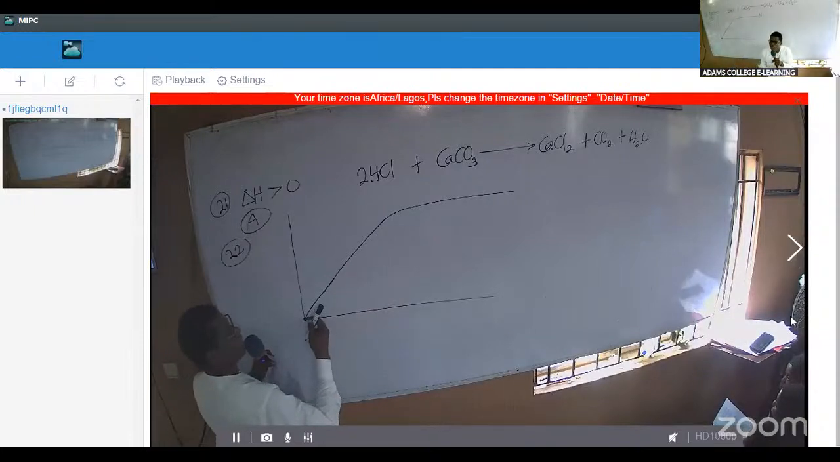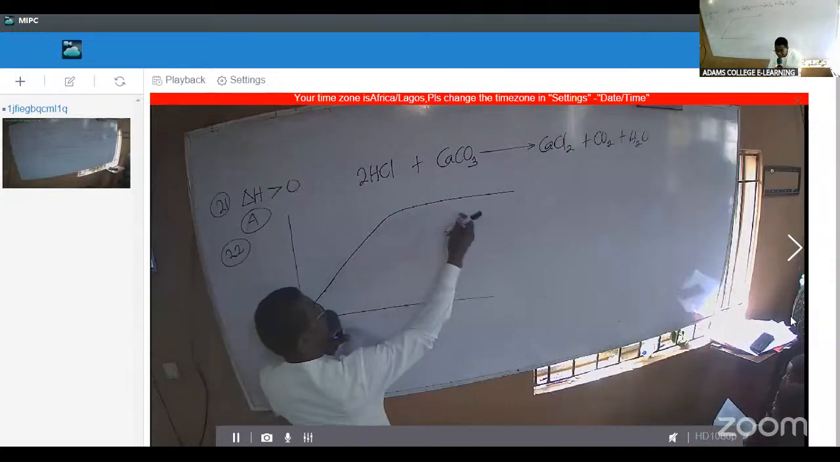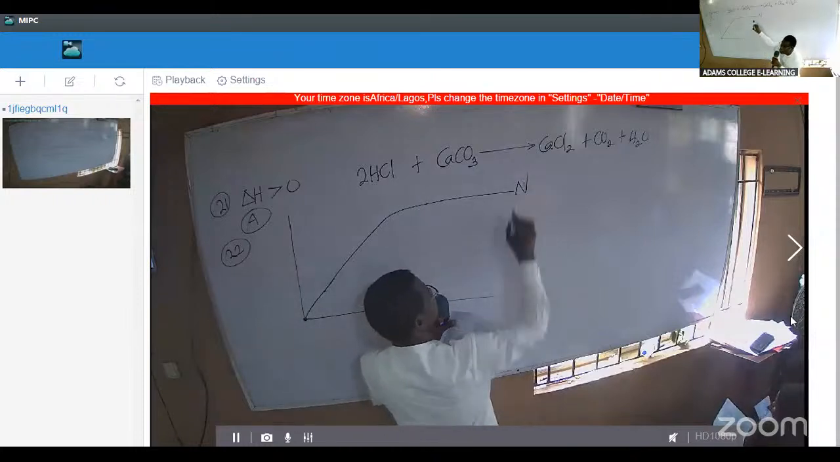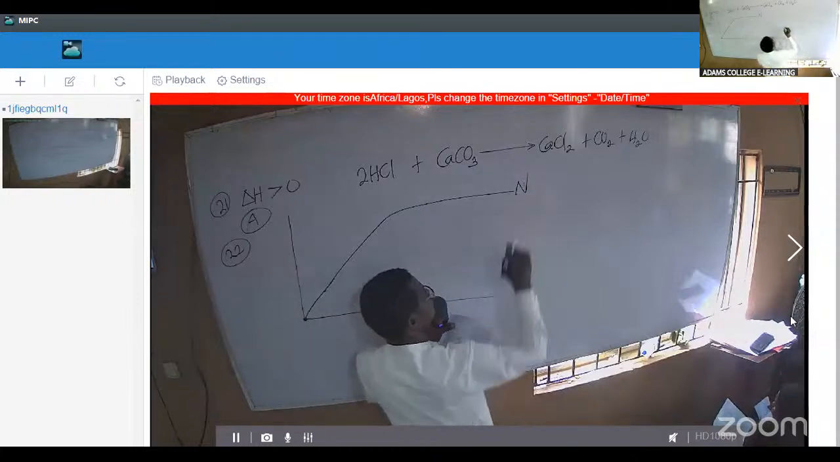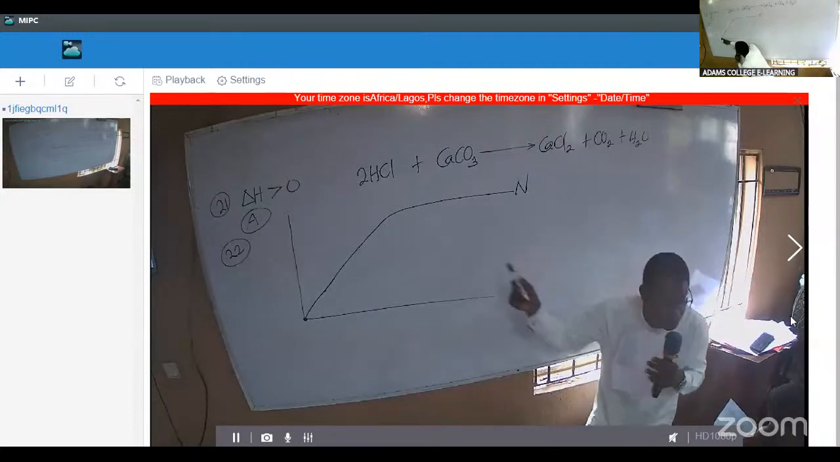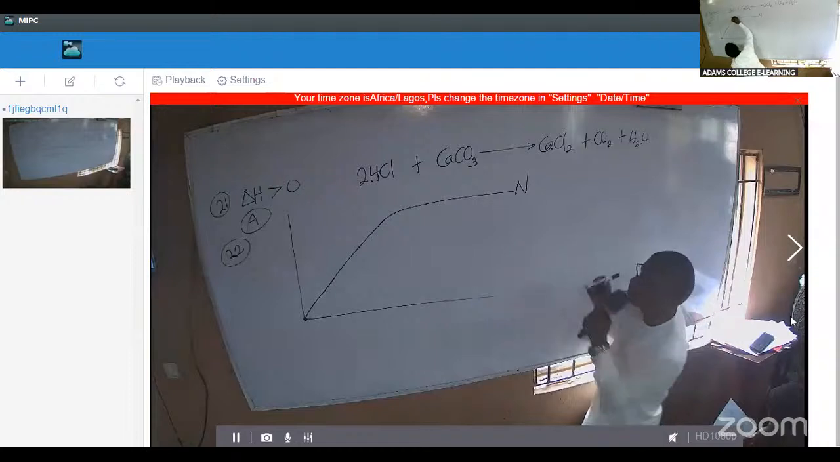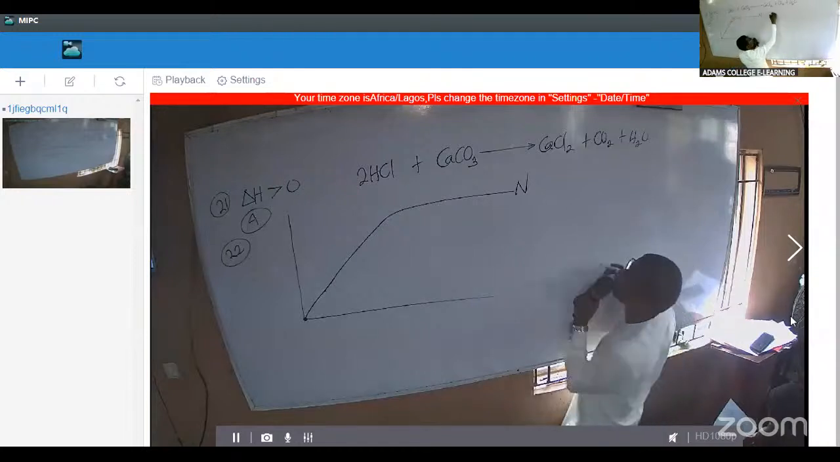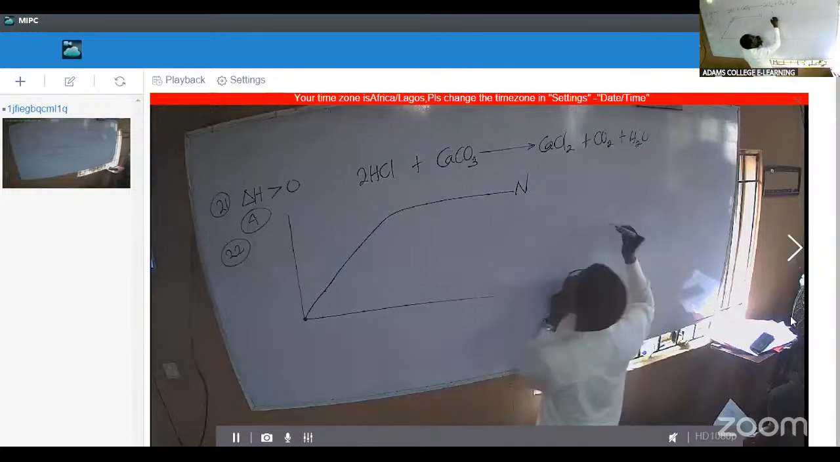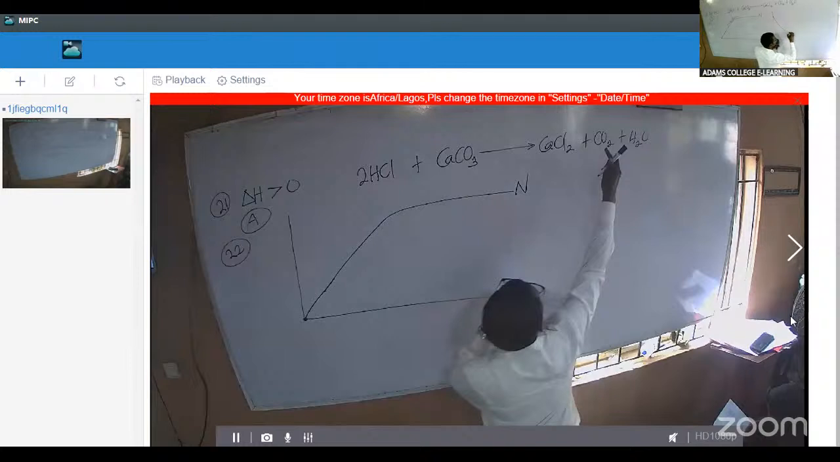But if they said, which of the following represents the graph of calcium carbonate? Calcium carbonate is being used, not produced. This one is being produced, that's why it's going up like that. But you are being consumed. That means we are consuming you, so it goes down.